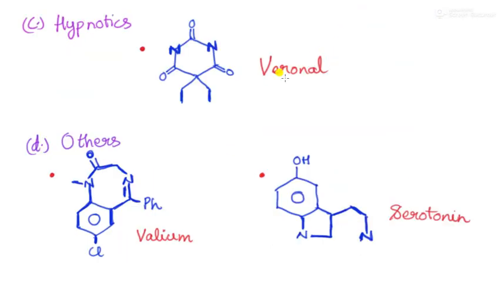Hypnotics. Under hypnotics we have veronal. If you can see this, the structure seems to be very simple if it's drawn like this. First draw a 6-membered ring like this, put nitrogen here like this, and at alternate positions put double bond O at alternate positions, and then you'll be connecting two ethyl groups like this.